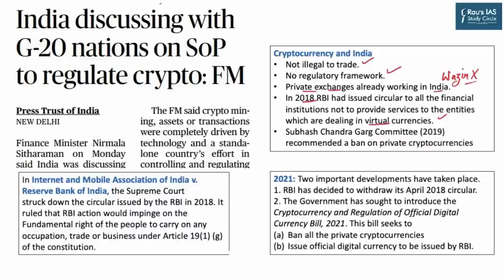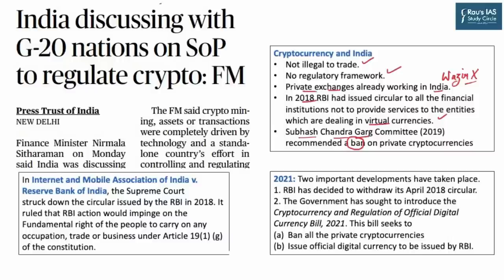However, after this circular, the government constituted a separate committee under Subhash Chandra Garg, and this committee recommended a ban on private cryptocurrencies. The committee says that there are concerns such as volatility, instability, security risk, and risk of funding illegal activities attached with cryptocurrencies. However, this committee also came up in favor of an official digital currency that can be issued by the RBI.